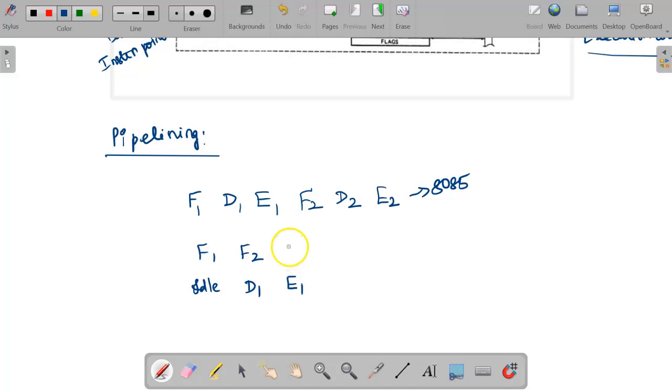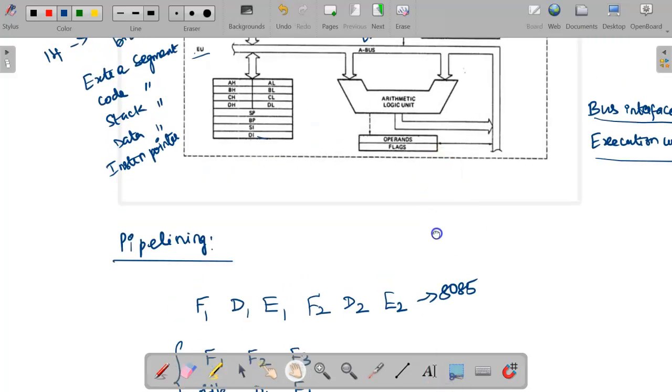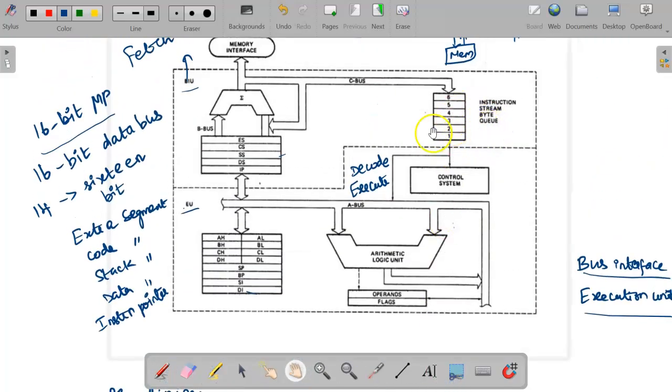of the first instruction. So during the fetching of your third instruction, the decoding operation and execution of your first instruction will be completed. So here the operations will happen in parallel. For that, what is the necessary unit in the 8086 processor? It is the instruction stream byte queue.